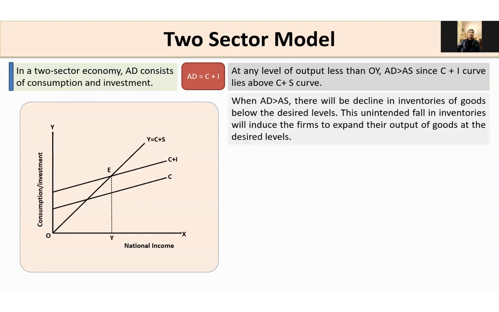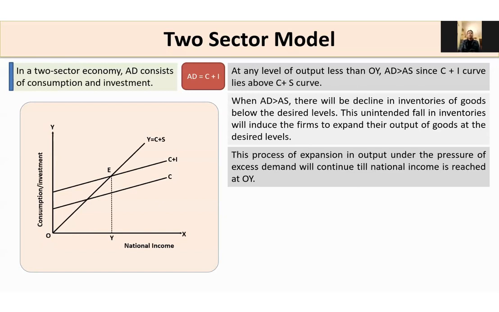When aggregate demand is greater than aggregate supply, there will be a decline in inventories of goods below the desired level. This unintended fall in inventories will induce the firms to expand their output of goods to the desired level. This process of expansion in output under the pressure of excess demand will continue till national income reaches OY.